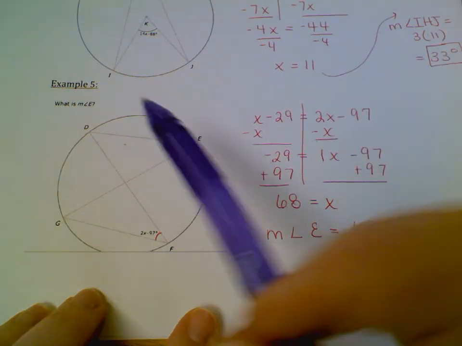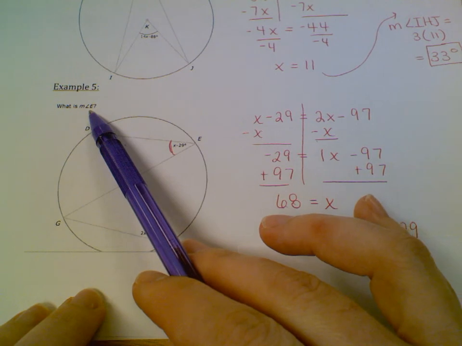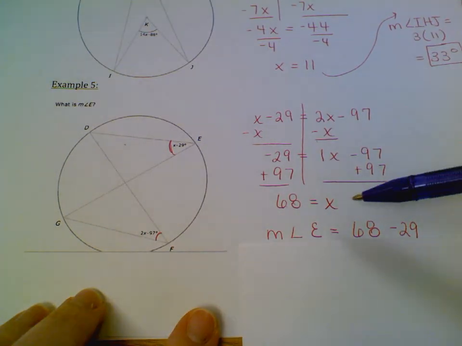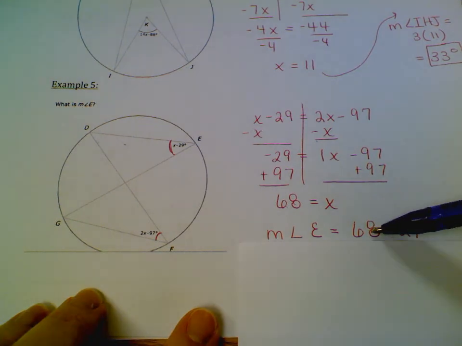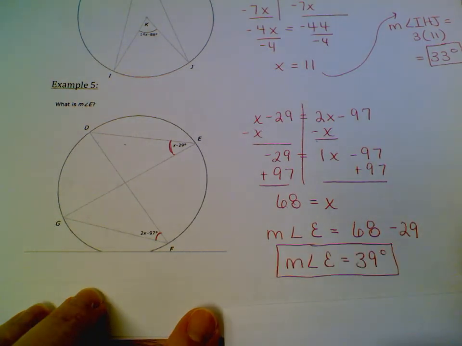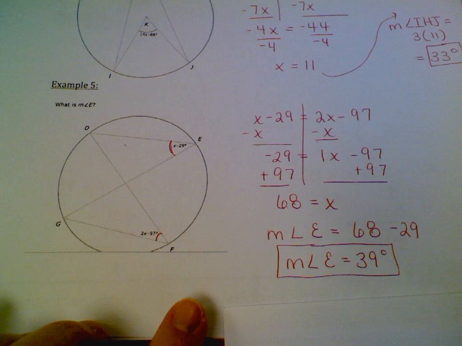Again, checking to make sure, am I finding x or am I finding the angle? In this case, I'm finding the angle E. E has the expression x minus 29, so I'm putting 68 in for the x spot and then solving, so I get 39 degrees.